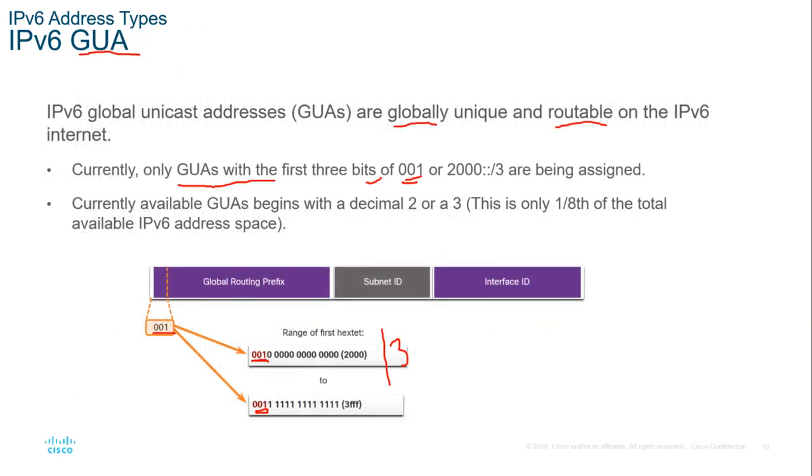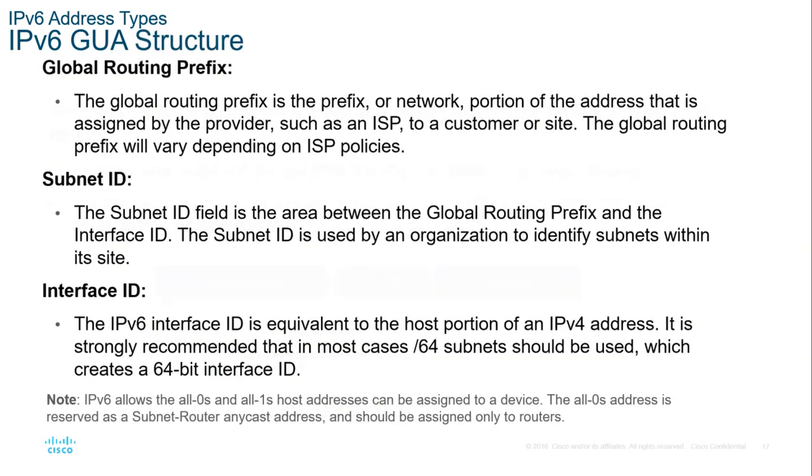A global unicast address has three sections. We have global routing prefix, then subnet, and then interface ID. This is the same as host. But the subnet ID, once you have the global routing prefix, you can maintain this, and then if you want another network, you keep changing this subnet ID, as we're going to see in other slides.